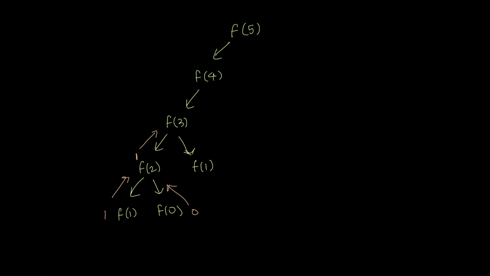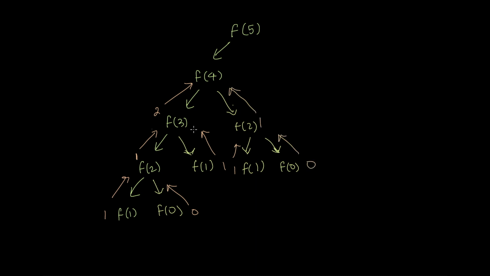So f of 1 generally returns a value of 1 back here. This sums up to 2, and 2 returns to f of 4. f of 4 calls f of 2, and f of 2 calls again f of 1. This returns 1 to here, and then it calls f of 0, and then 0 gets to f of 2. This gets summed up, and 1 returns here, 1 goes here, 2 plus 1, 3.